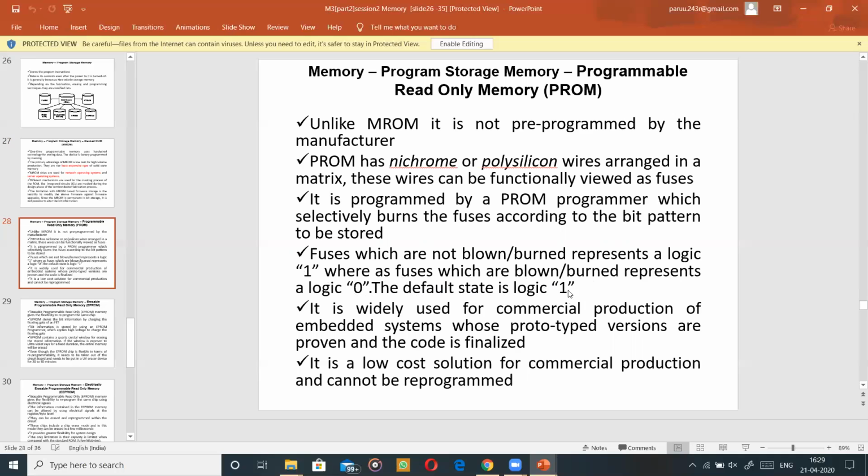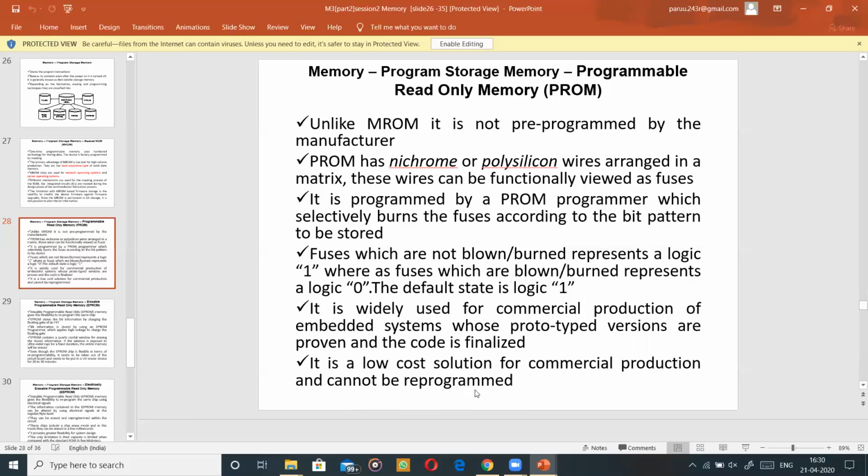So by default, the manufacturer will give you, and that will be in terms of 1. But when you write it, it becomes 0. It is widely used for commercial production of embedded systems whose prototype versions are proven and code is finalized. Again, it is a low-cost solution for commercial production and cannot be reprogrammed. So once it is done, it is done. Once the programmer does it, it cannot be reprogrammed once again.